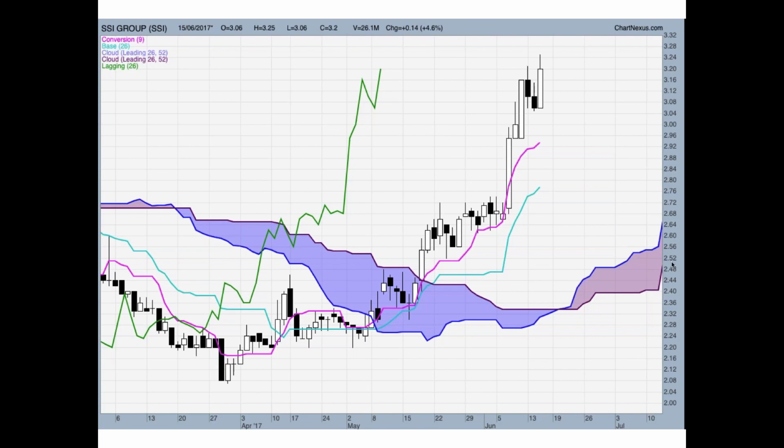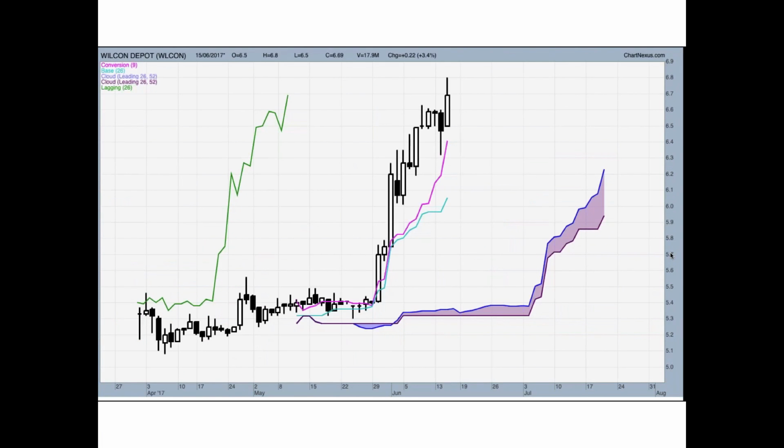SSI is also doing a strong uptrend. There's a Kumo breakout. There's a Chikou span breakout. There's a Kumo twist. There's a Tenkan-sen crossover above the Kijun-sen. SSI is currently trending strongly above the Tenkan-sen line. Wilcon is another security that is showing a strong trend. We have those same bullish factors in the Wilcon chart that we identified earlier.